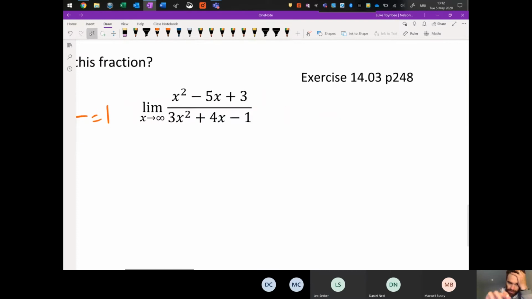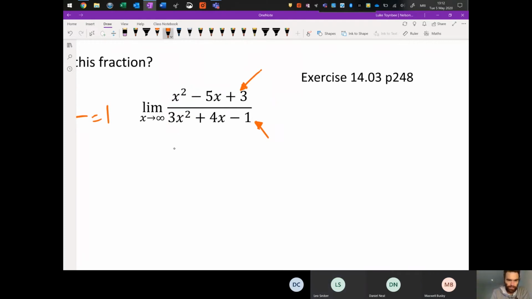Because if I give you this one here now, what is going to affect this parabola and this parabola more? Which is the biggest contribution? The square. Yeah, this part here, right?